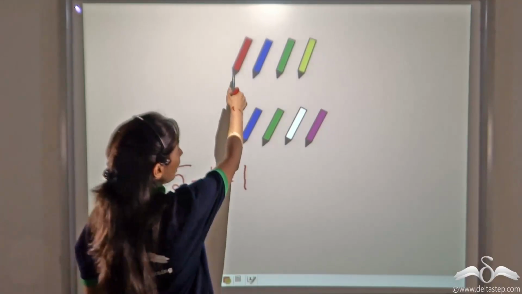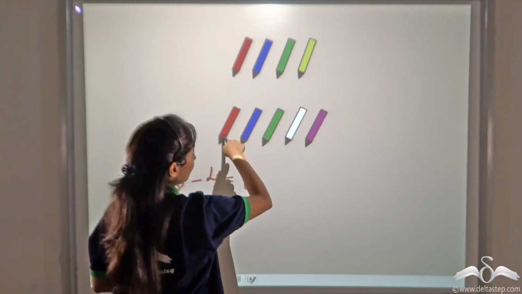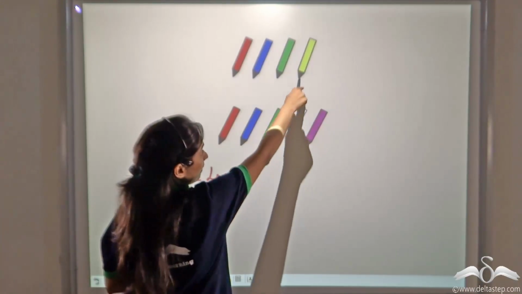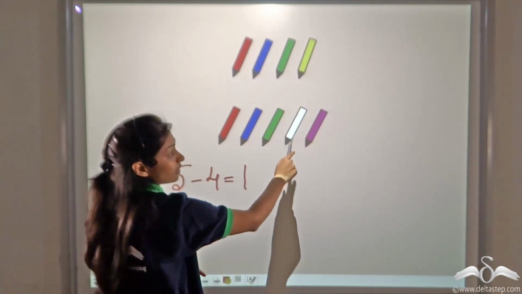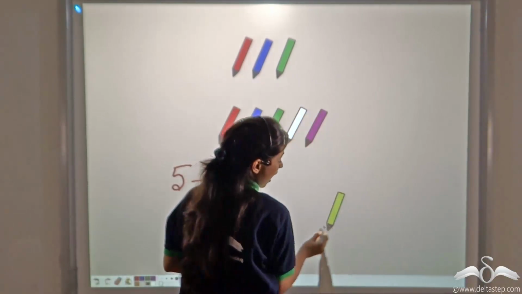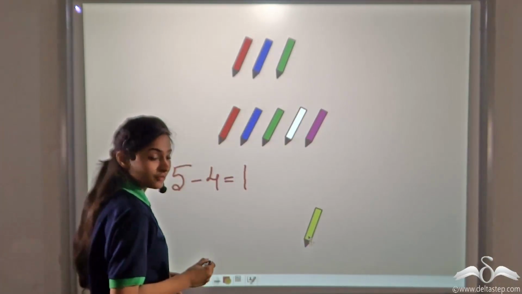Look, I have a red pen, my friend has a red pen. I have a blue and green pen, my friend has a blue and green pen. But I have a yellow pen. Does my friend have a yellow pen? No. So this is the pen which I have but my friend does not have.